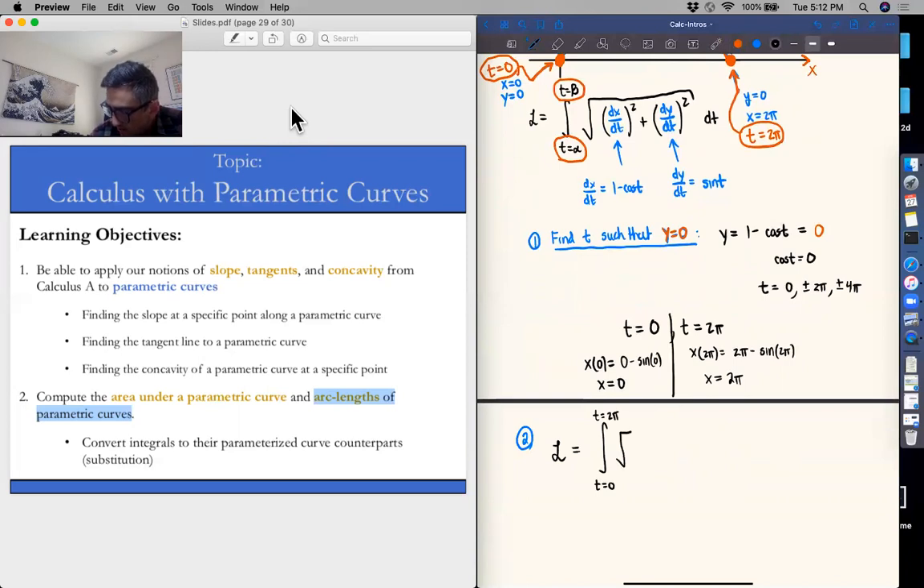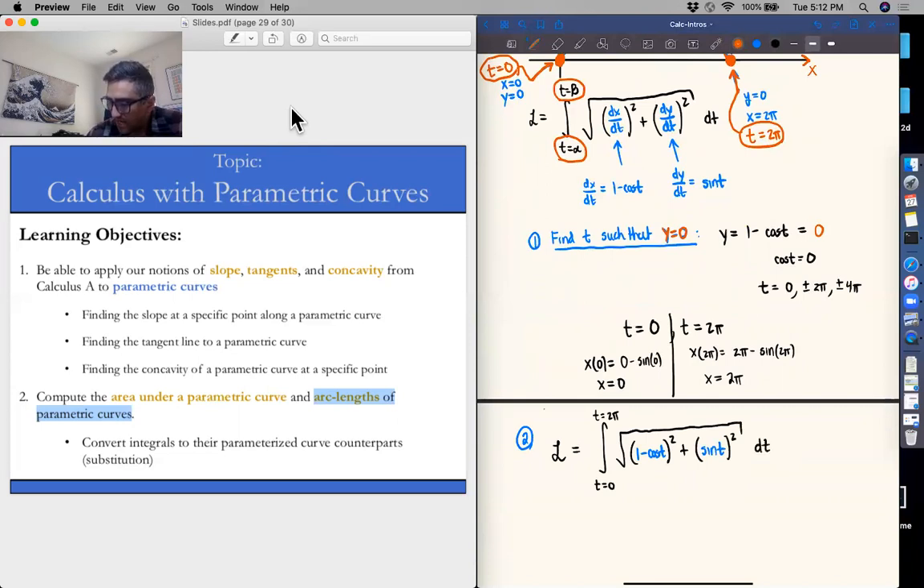We take the square root. We'll square both of these terms, so we have the derivative dx/dt. That derivative is 1 minus cosine of t. And we add to that, after squaring it, the derivative of sine of t, and of course we square that as well, dt.